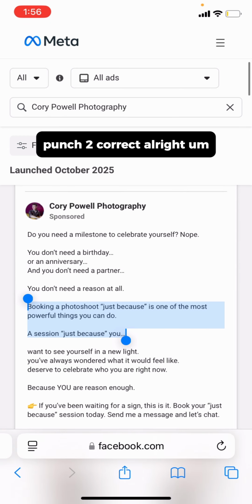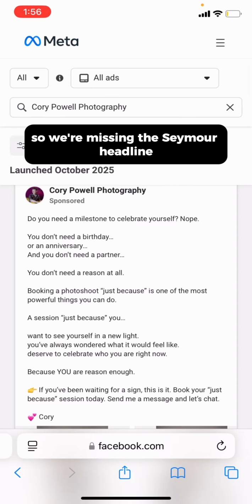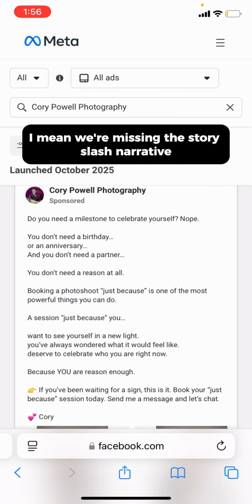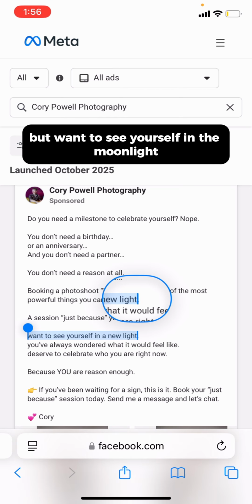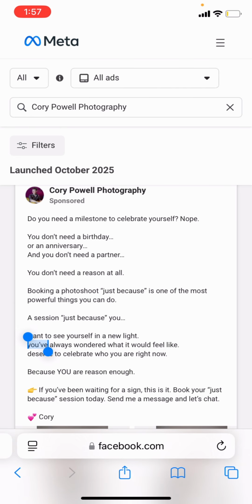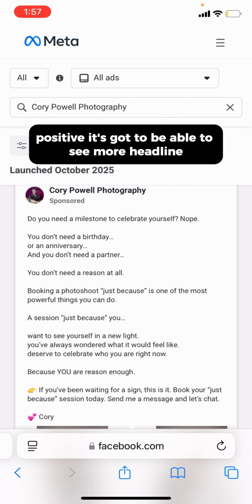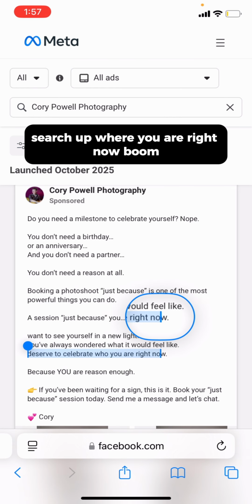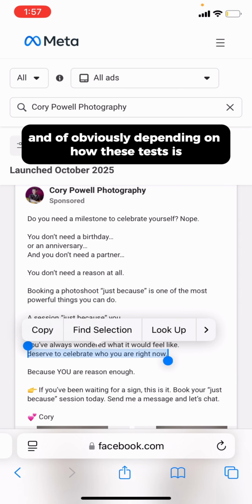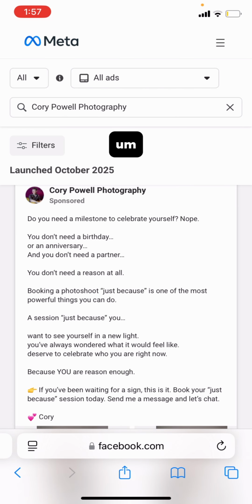All right. Oh, look at this. So we're missing the See More headline. We're missing the story/narrative, but we want to see yourself in the moonlight? Positive. It's got to be up in there. It's got to be able to See More headline. Boom. Search somewhere here, you are right now. Boom. And obviously, depending on how the test goes is kind of how we would arrange them.